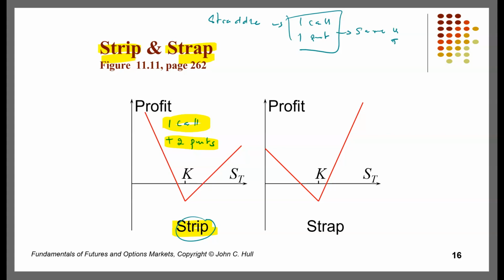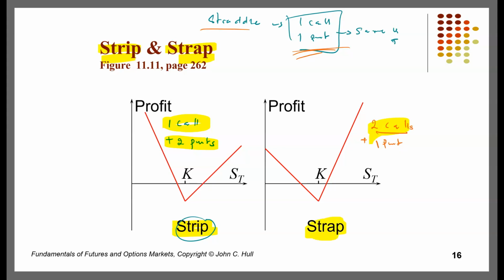For the strap strategy, what we have is the opposite of the strip, where we believe that stock prices are going to be increasing. So you can guess, what do we do? 2 calls, there we go, plus 1 put. And so it's the same idea as the straddle, except for the fact that you double the number of call contracts because you believe that stock prices are going to be increasing. So you double the number of calls and you maintain the put at 1. That would be your strap.